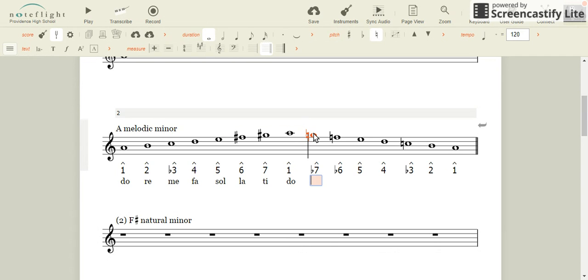Now this is lowered, so T becomes Te. Same thing here, La becomes Le. Still Sol. Then I have Sol. Fa. This is Me. Re. And Do. So there you have the scale degrees and the solfege.